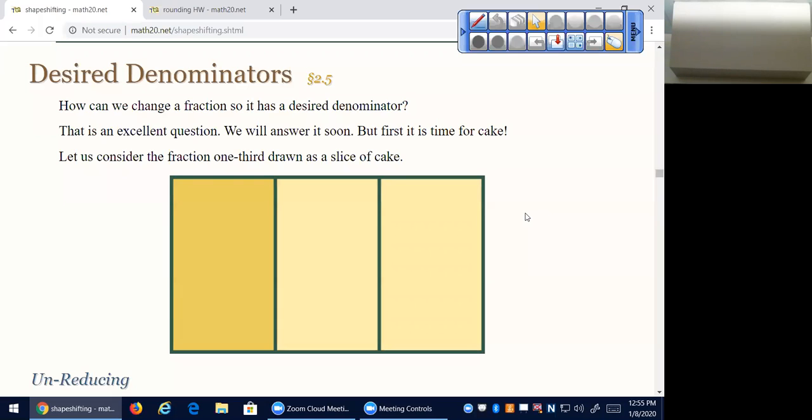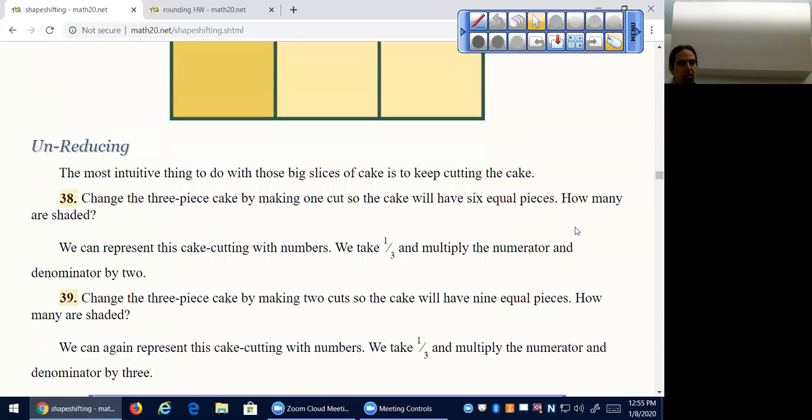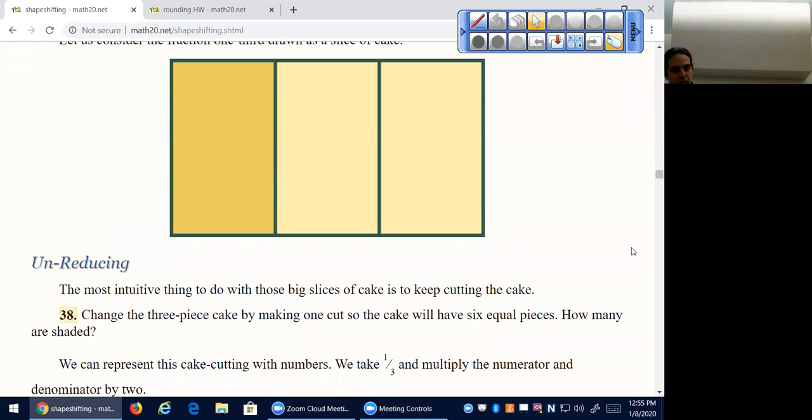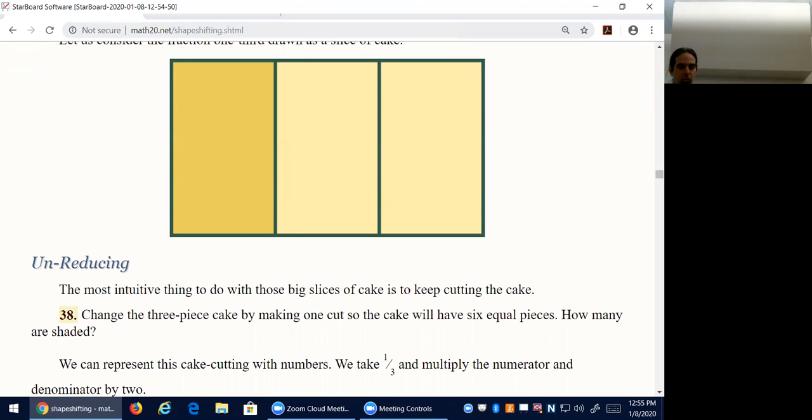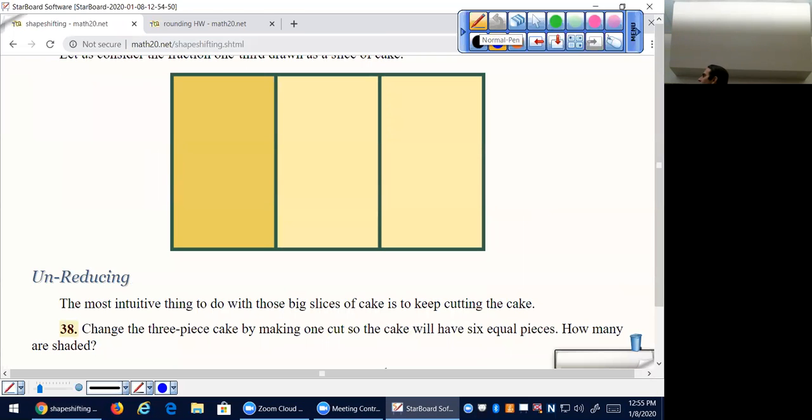Okay, we have a fraction. Let's talk about making denominators the way we want. So here's a cake. 1/3 of it is shaded. Maybe this is a third of the cake I get to eat, or something like that. If we want, we can keep cutting the cake. So I'm going to change this 3-piece cake into a 6-piece cake with 1 cut. Where should I cut it? All the pieces need to be the same size. Across, right? Something like that.